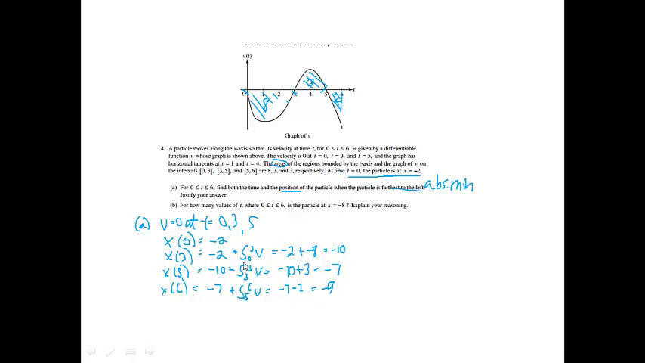It says, when was the particle farthest to the left? That would be when the particle was at -10. So I would say the particle was farthest to the left at t equals 3. And it said the position. So the position is x equals -10. I justified my answer whenever we're finding an absolute extremum, so that is totally justified.